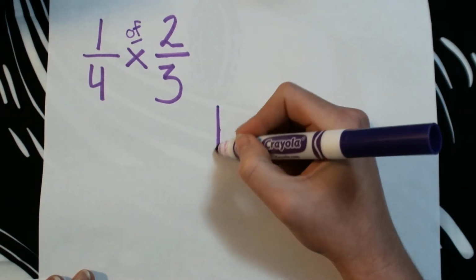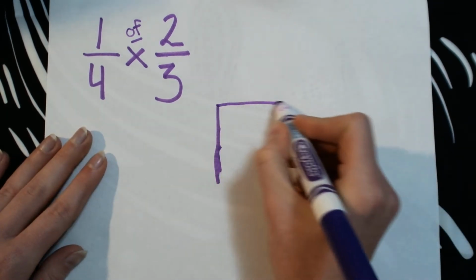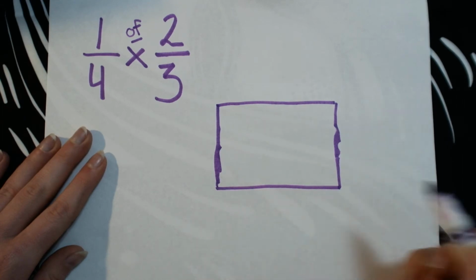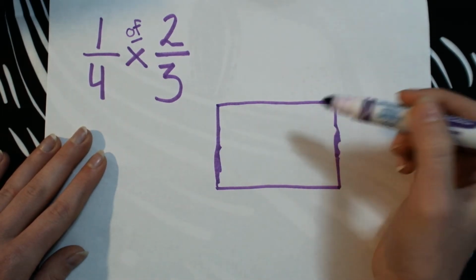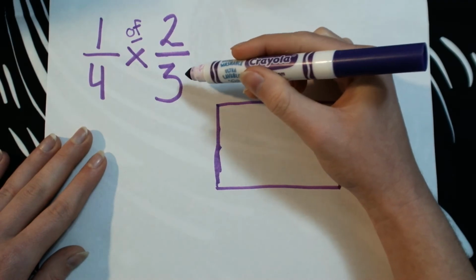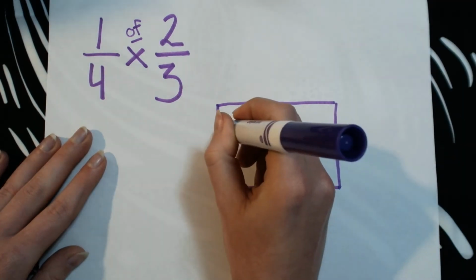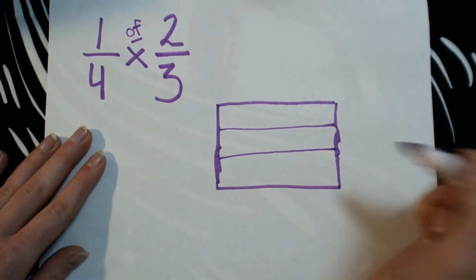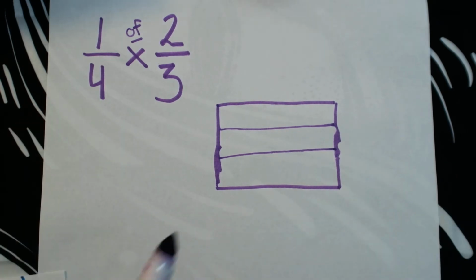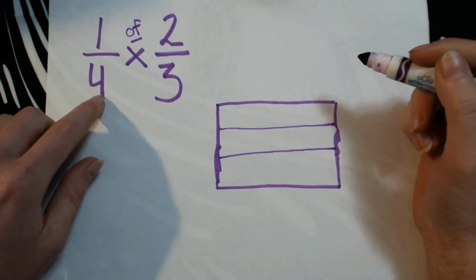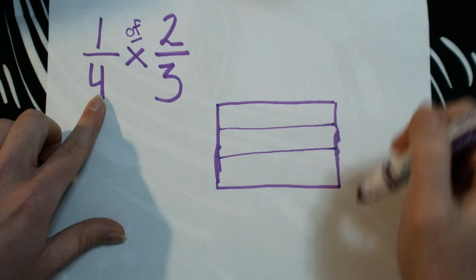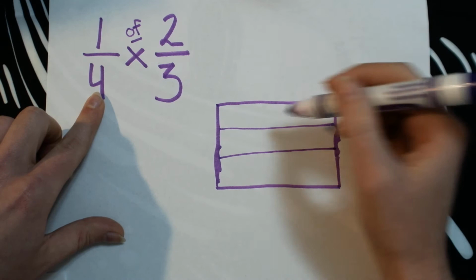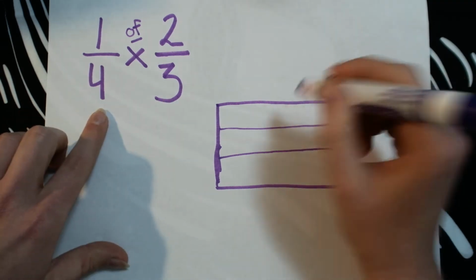I'm going to start by drawing a rectangle. And I'm going to divide it into thirds because I have the thirds here in this denominator. And now I'm going to turn it into a grid. I'm going to also turn it into fourths going this way, going vertically, because I have a 4 in this denominator. So we can have a grid that has thirds and fourths represented.